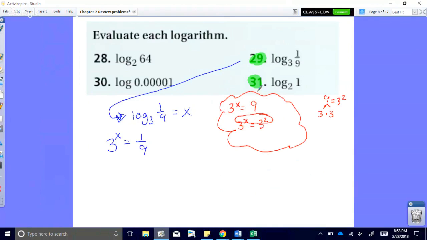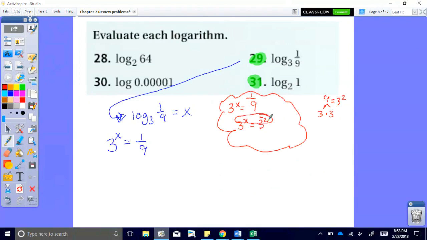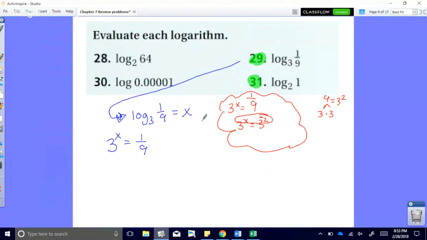Okay, however, we don't want 9, we want 1/9. And the way we turn numbers into fractions is to make the exponents negative. So if I make this 3 to the negative second, it becomes a fraction. So what I have here is 3 to the x equals 3 to the negative second. So log base 3 of 1/9 is negative 2.